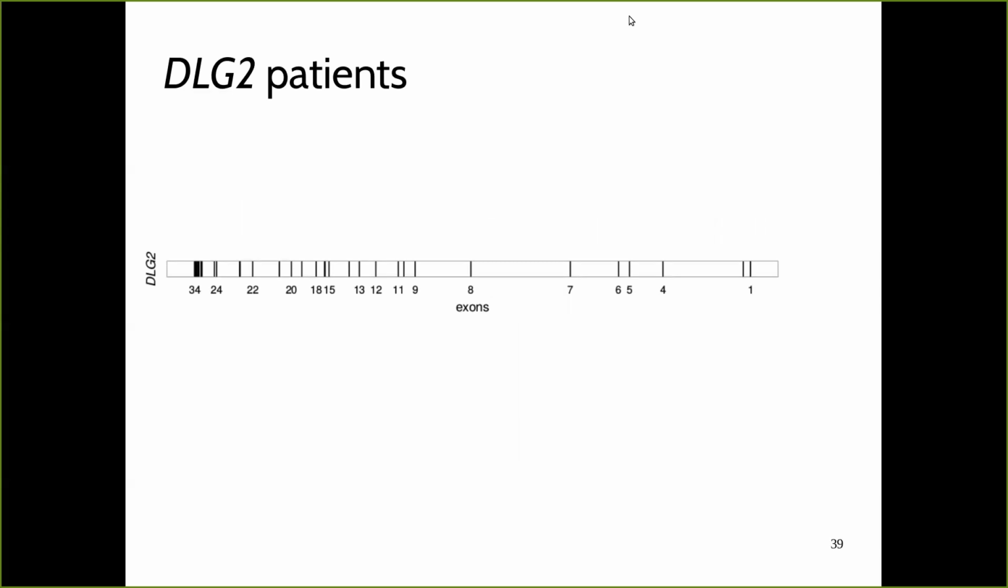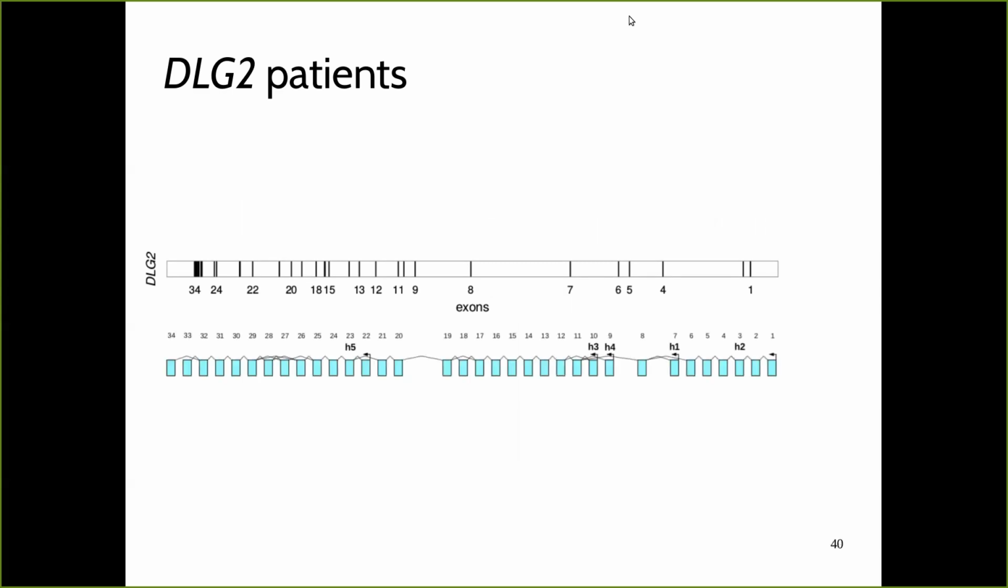So, our work started with the DLG2 gene, and here it is represented with this box with the multiple exons. The DLG2 gene has 34 exons, and I provide below the isoform structure plus the known proteins that are present in UniProt, SwissProt. Those proteins are named H1, H2 till H5.